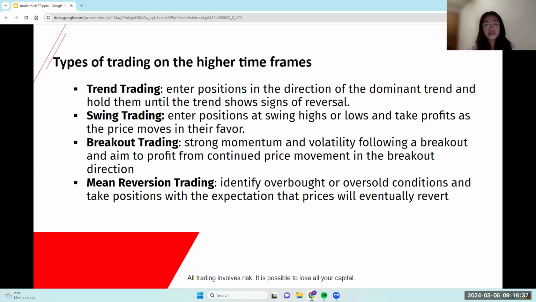Next is swing trading. So, swing trading refers to capturing shorter term price swings within a larger trend. Traders tend to enter positions at swing highs or lows and take profits as the price moves in their favor. So, for swing trading, this strategy typically will involve holding your position for several days to several weeks, because you are trying to take advantage of the price oscillations.